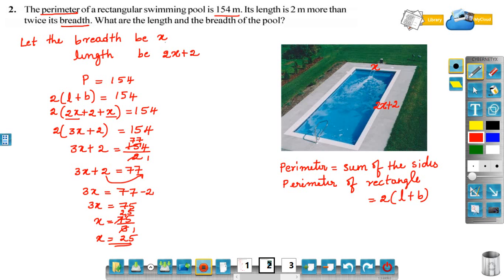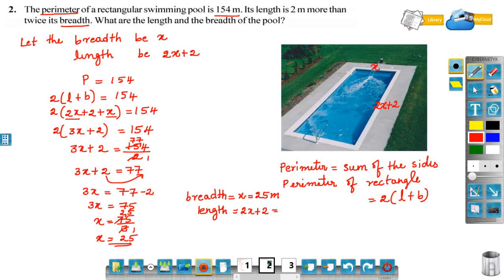What have we taken as x? We have taken breadth as x. We got the value of x, that is 25. So the breadth is 25 meter. Length we have taken as 2x plus 2.